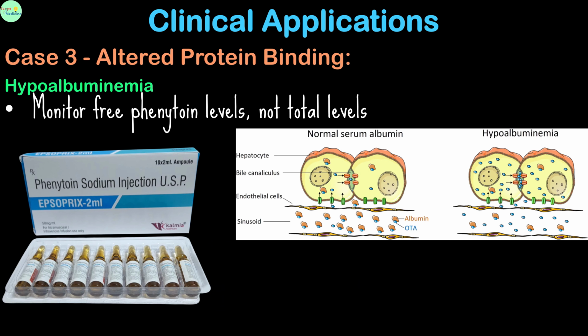Case 3 involves altered protein binding. Monitoring phenytoin, a highly protein-bound anticonvulsant, in a patient with hypoalbuminemia requires careful interpretation. The measured total phenytoin level may be misleadingly low, while the free active drug level may be adequate or even toxic. Dose adjustments may need to be based on measured free phenytoin levels.